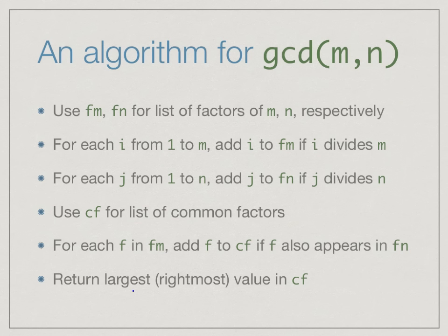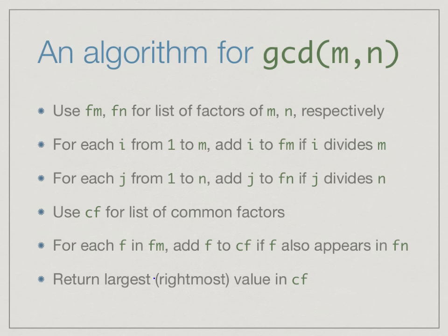Remember that 1 will always be a common factor, so the list CF will not be empty. So there will be at least one value. But since we add them in ascending order, since the lists fm and fn were constructed from 1 to m and 1 to n, the largest value will also be the rightmost value. So this gives us a slightly more detailed algorithm for GCD.